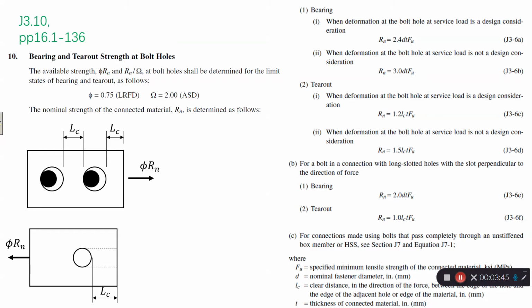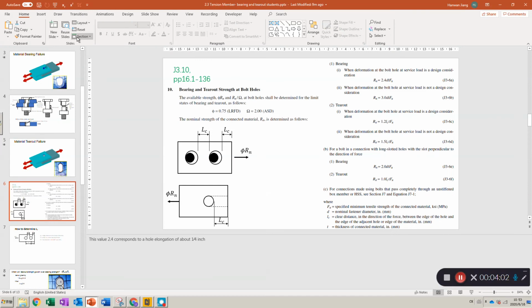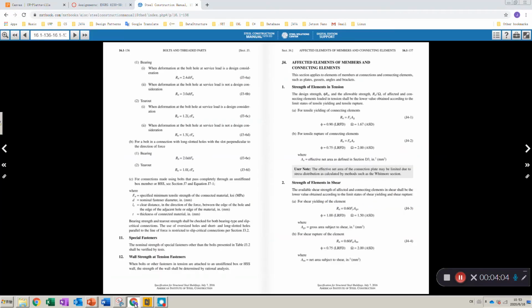Please take out your manual and find the provisions for bearing and tail-out strengths. This part is in Chapter J. Please turn to page 16.1-136. Let me pull out my digital manual over here.